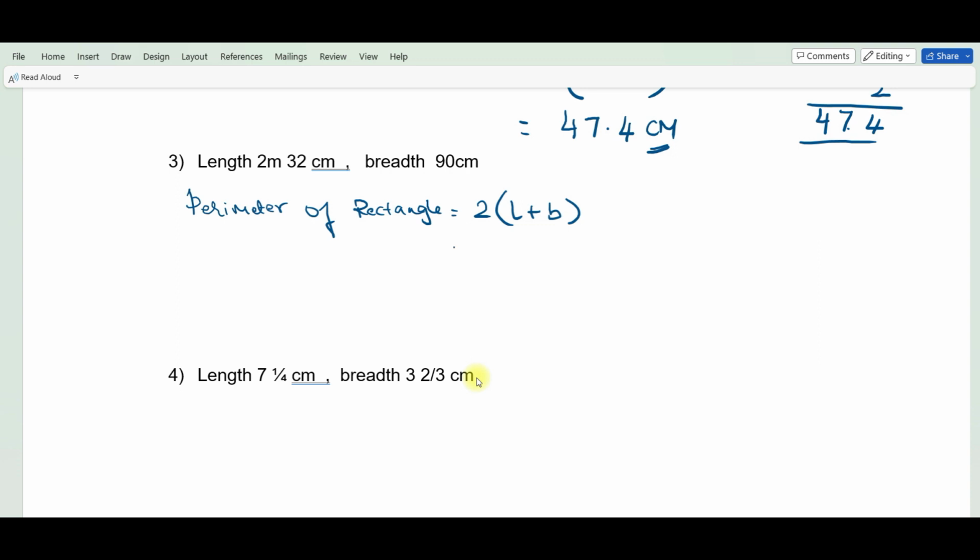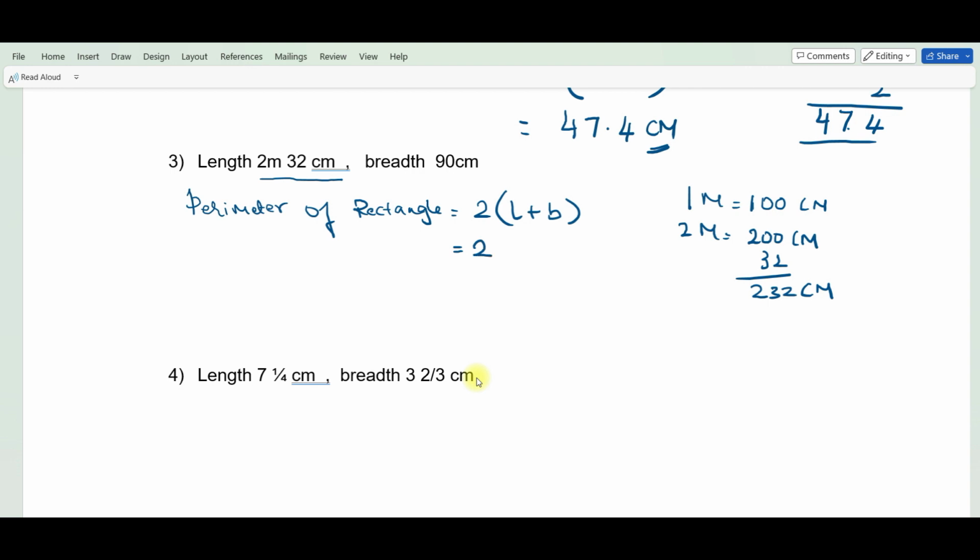So as we have a meter and centimeter, so we need to convert that to either of it. Now we have breadth as centimeters, so we'll convert the meters into centimeters. So here, as you all know, 1 meter will be 100 centimeters. Now I have 2 meters, so it would be 200 centimeters. Okay, now I have 200 centimeters and 32 centimeters, so I'll have to add that up. So my length would be 232 centimeters.